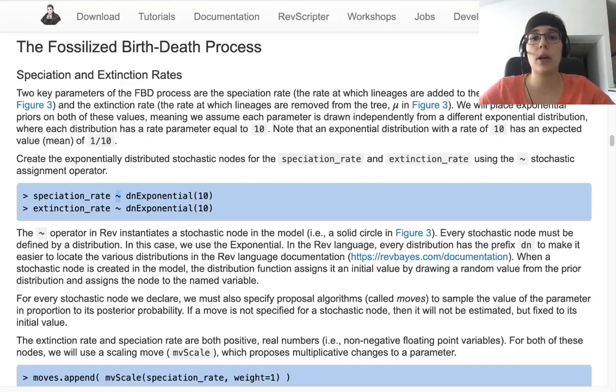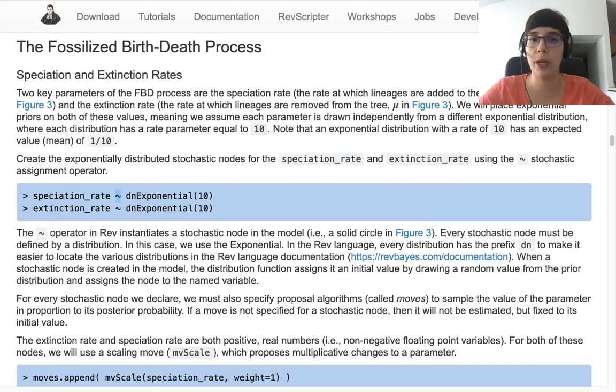So now we can get started on defining one of the main models used in our analysis, the fossilized birth-death process. And as we saw in the introduction, two key parameters of the FBD process are the speciation rate and the extinction rate. So we are going to start by defining those two parameters.